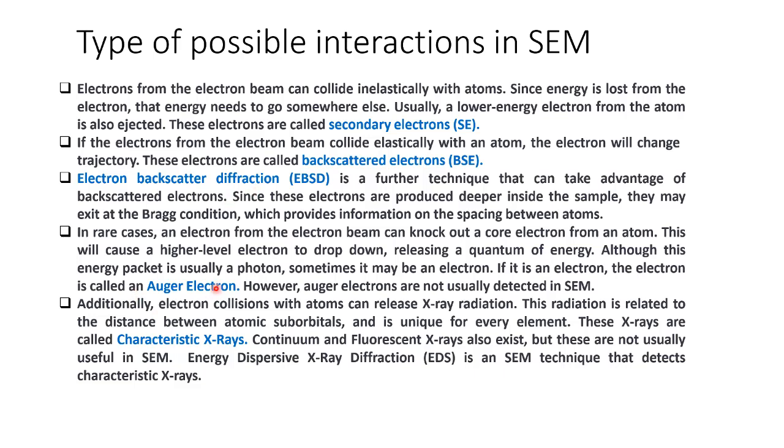Then in very rare cases we get Auger electrons. These are also used for information about quantum energy or quantum states, but they are not usually detected in the SEM. Then the characteristic X-rays are detected with the help of energy dispersive X-ray spectroscopy (EDS), and this can be continuum or fluorescent X-rays also. This kind of detector is normally attached to the SEM to detect the characteristic X-rays to get the elemental composition of the material.